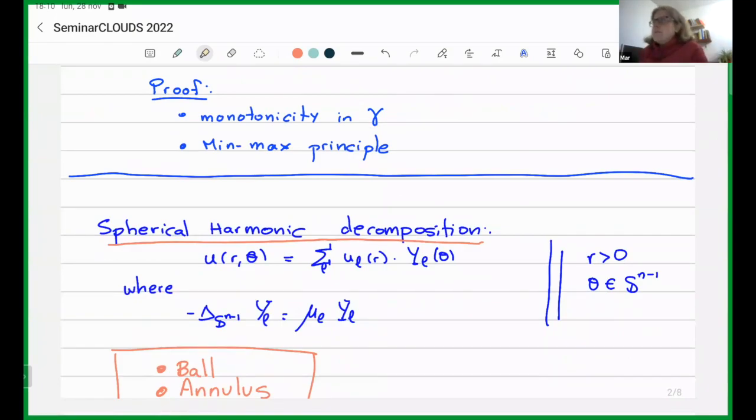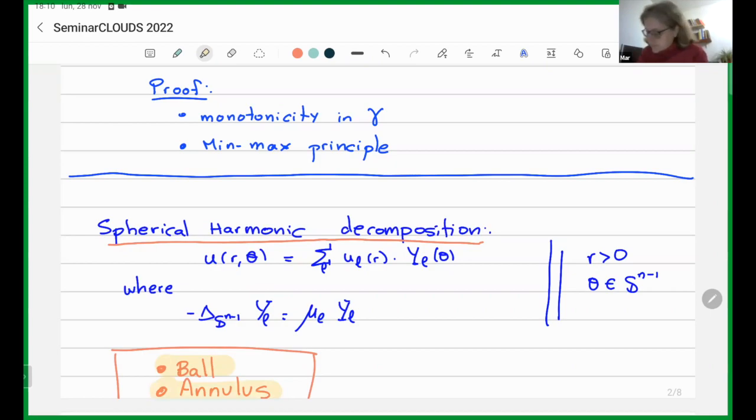Now we have a sequence of eigenvalues, and we would like to study these eigenvalues. The first thing to do is to study model cases, and if you use spherical harmonic decomposition, this is going to allow you to calculate the eigenvalues in both the bulk case and the boundary case, and it will give you explicit formulas.